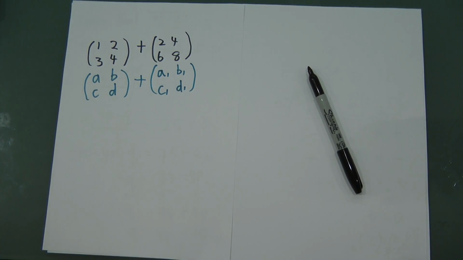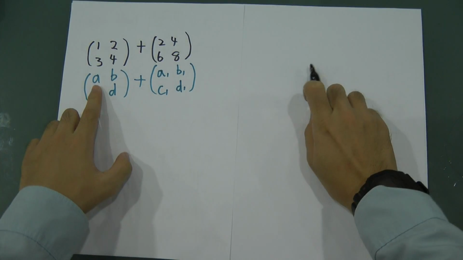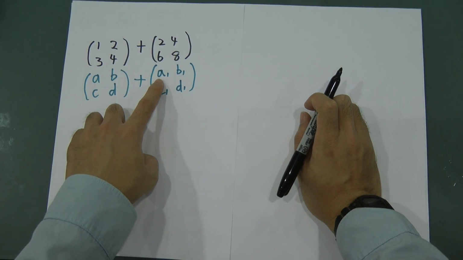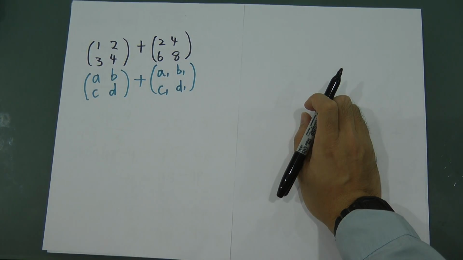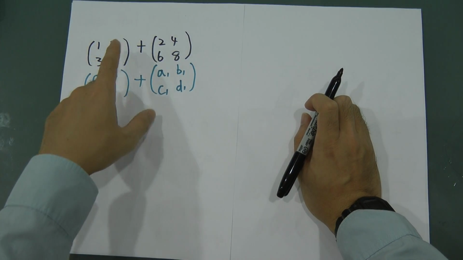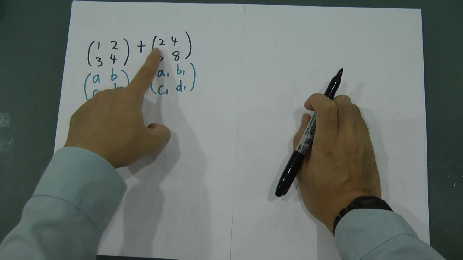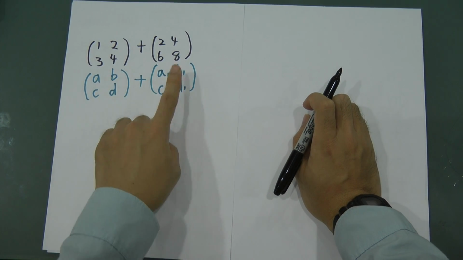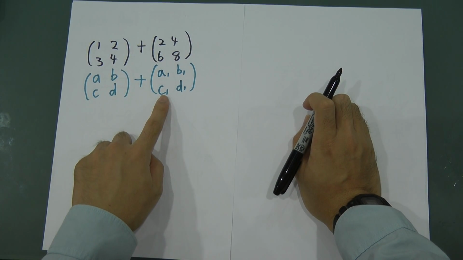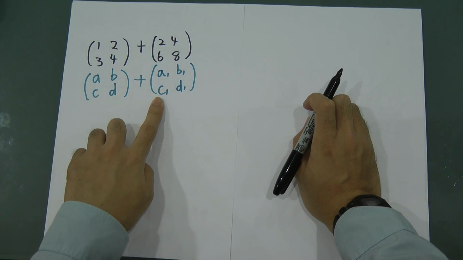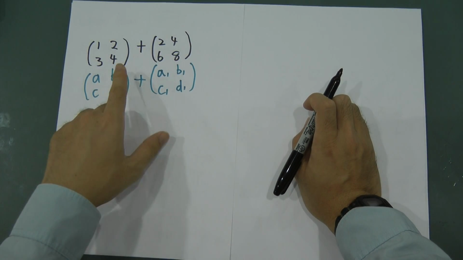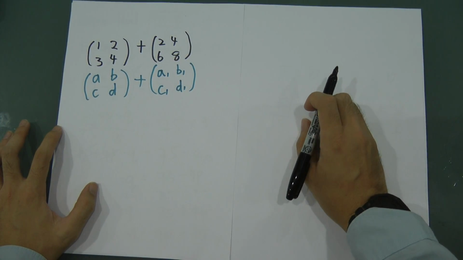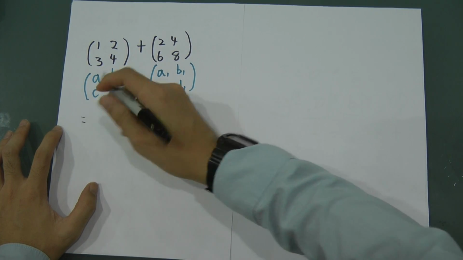Okay, for plus and minus, the position A can only plus with the position A. That means 1 can only plus with the number 2. A can only plus with A, B can only plus with B, C can only plus with C. You cannot use A to plus with C. This concept applies to plus and minus. Okay, so this is what you have to understand. Therefore it's very simple.